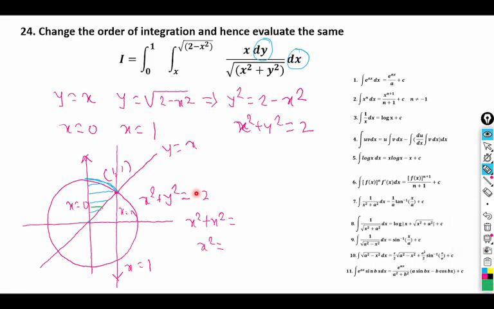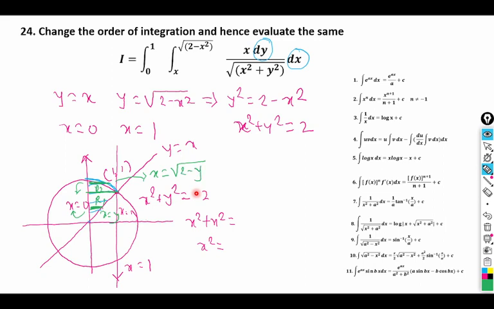This horizontal strip again is not enough. One strip is not enough. You'll observe the left hand touches x equal to 0, the right hand touches x equal to y, and up to here that strip will be region 1, R1. On R2 you have to take one more horizontal strip, and the left hand touches x equal to 0, while the right hand touches x equal to root of 2 minus y squared.